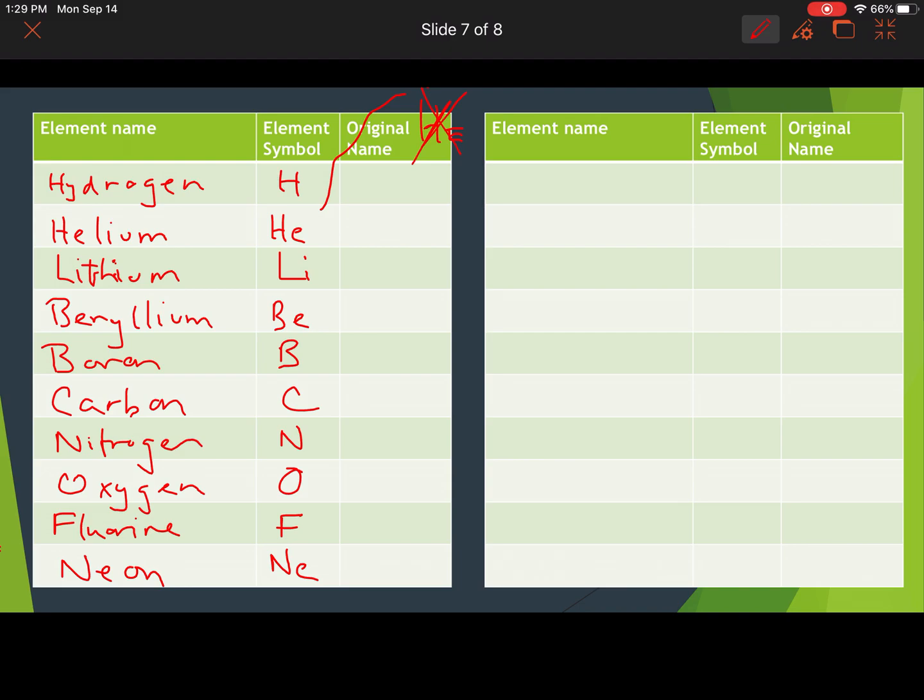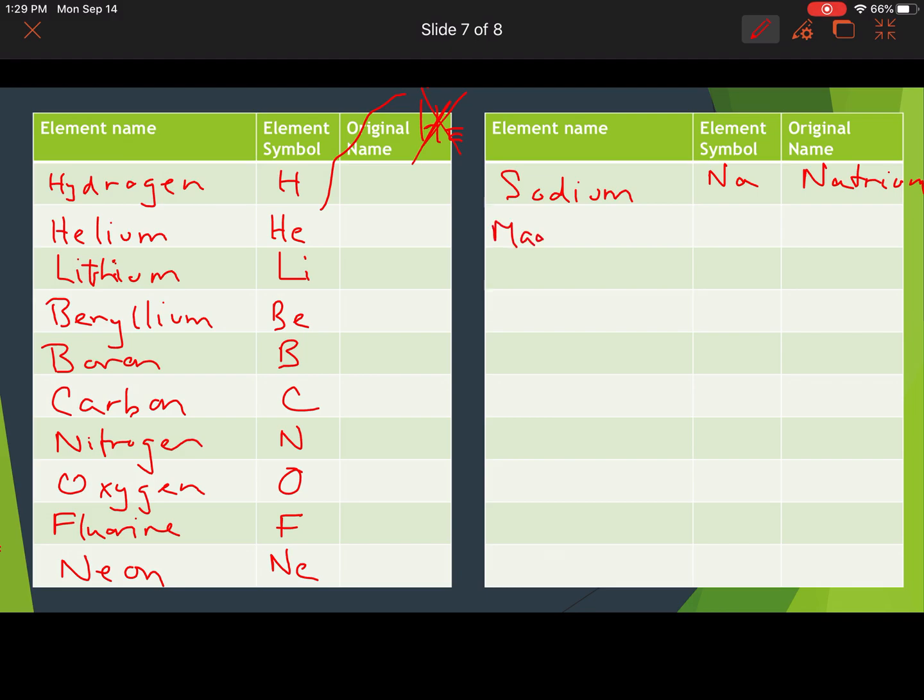Now here's our first one with an original name. So sodium. And normally you can tell that they have an original name because the symbol doesn't make sense. So the symbol for sodium is Na. So why would we call sodium Na when it should feel like it should be with an S, right? It's because sodium used to be called natrium. So that's where the symbol Na came from.